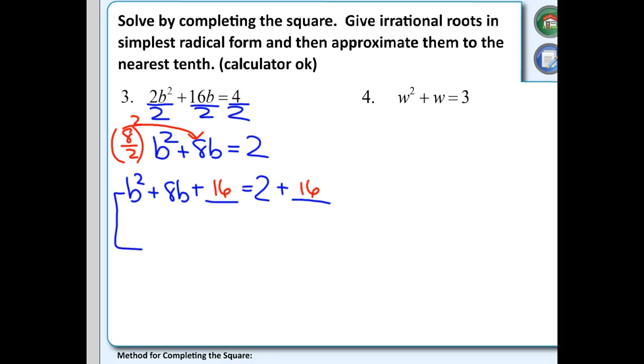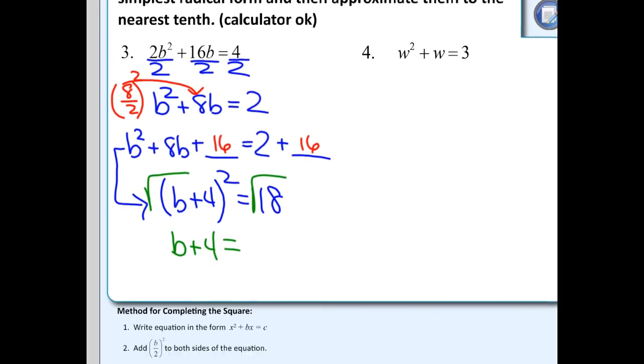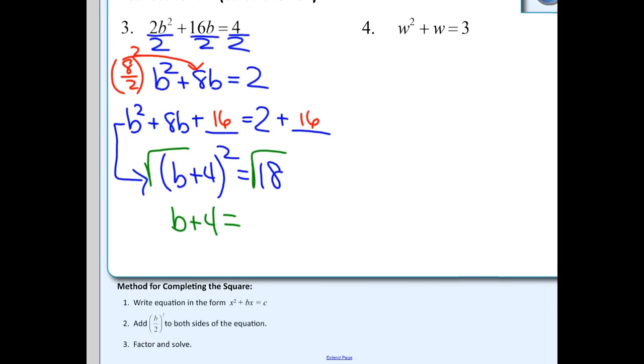What binomial square is this? We've got b plus 4 squared equals 18. So 16 plus 2 is 18. Now we've got to get b out of that parenthesis squared. So remember, we take the square root of both sides. b plus 4 equals, remember, we've got a positive number there, so plus or minus the square root of 18. Now, hopefully you realize that we can simplify the square root of 18. This would be 9 times 2, so we get 3 root 2.